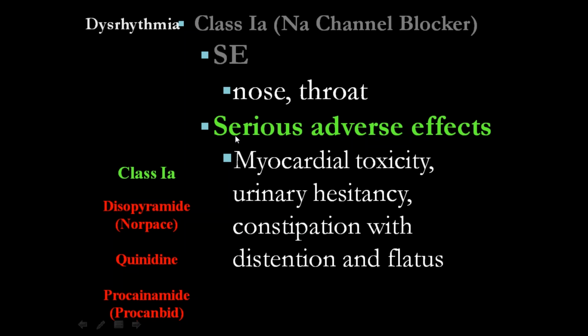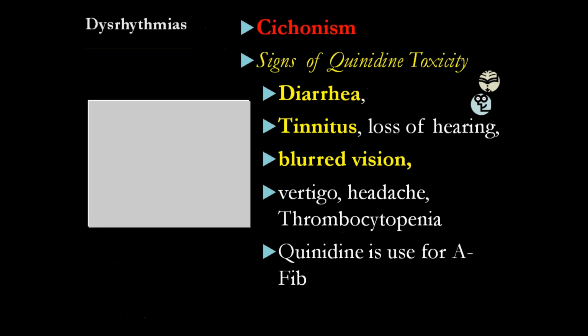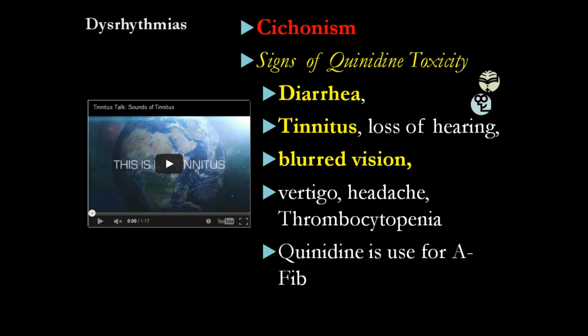All right, so we are going to continue with cinchonism, sorry, which is the quinidine. Quinidine is going to produce diarrhea, so it's a class 1, right? Diarrhea, tinnitus, and blurred vision. So please be careful with cinchonism.